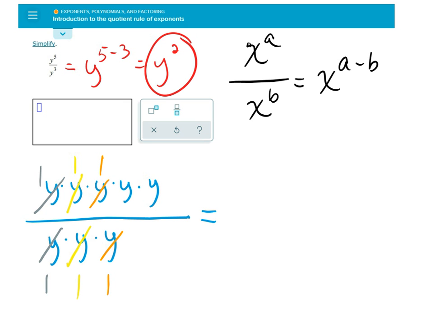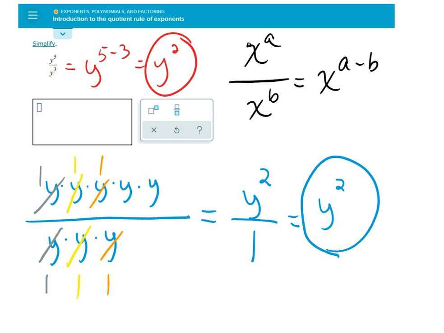So basically, I'm left with, in the numerator, 1 times 1 times 1 times y times y, which is y squared. On the bottom, I've got 1 times 1 times 1, which is 1. And y squared divided by 1 is just y squared. Literally, the 3 y's on the bottom cancel out the 3 y's on the top out of the 5, leaving you with 2 of them. So the shortcut is just subtract. 5 minus 3 is 2. You are dividing, but the rule is subtract the exponents.